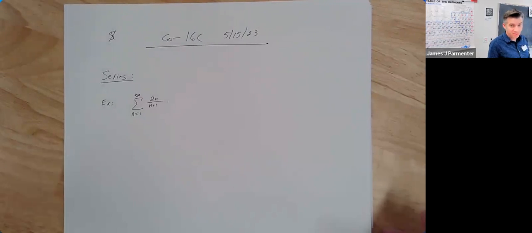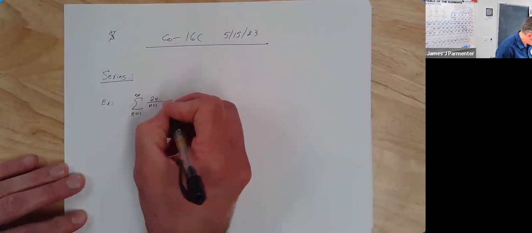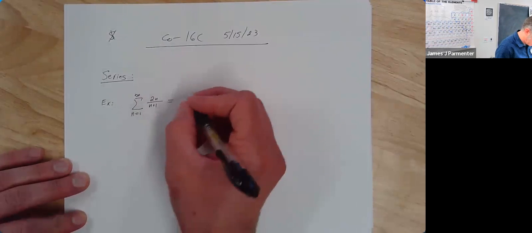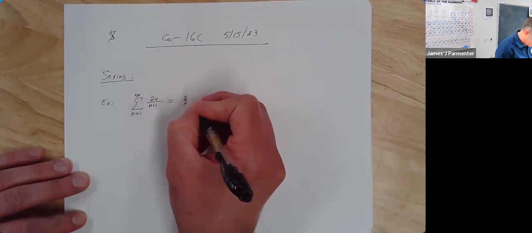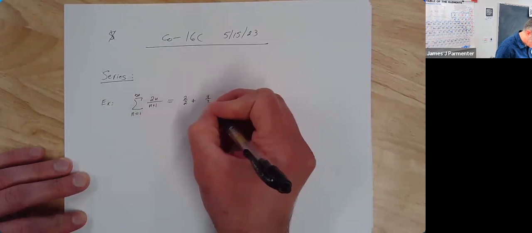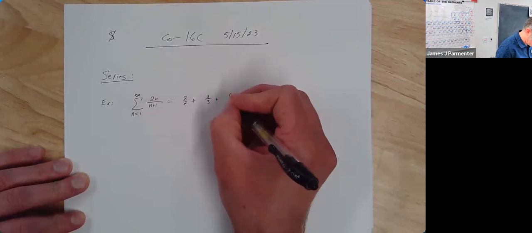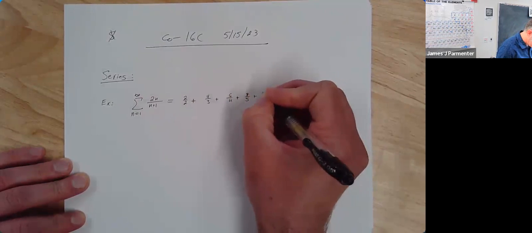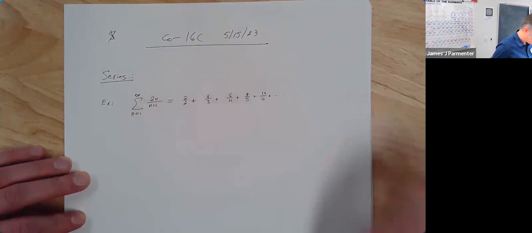You can definitely write out some terms. It's usually not particularly useful. So if I start with n equals 1, I get 2 over 2. Then n equals 2, I get 4 over 3. Then n equals 3, I get 6 over 4. And so on and so on, forever and ever.